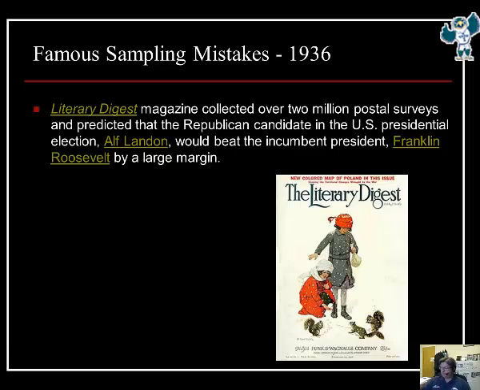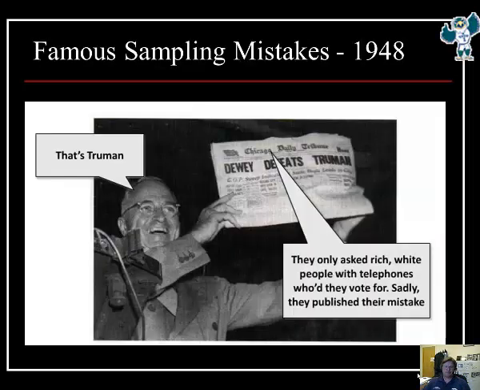And apparently, not surprisingly at this time, that demographic of the population were much more inclined to vote Republican rather than Democrat, which was Franklin Roosevelt. So this was a sampling mistake, because even though they had a large sample size, it was heavily biased towards one group who voted one way.